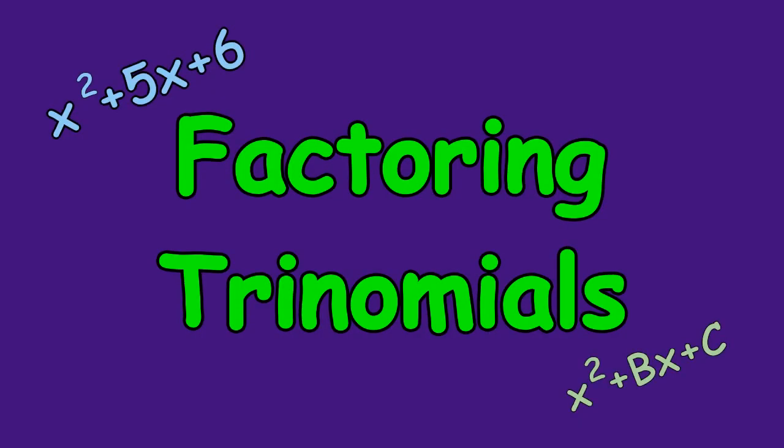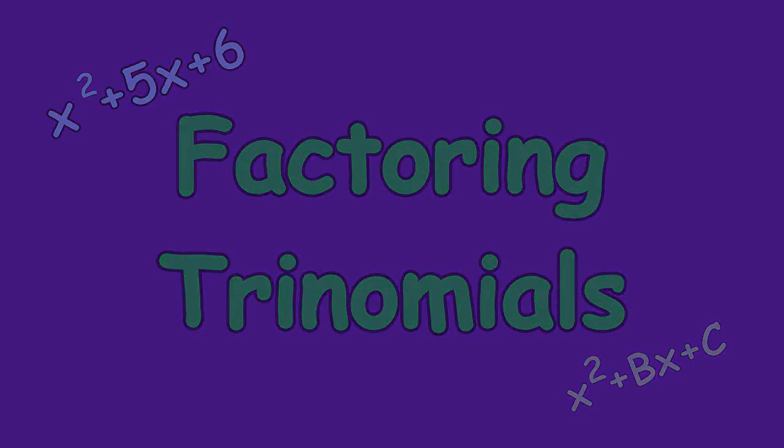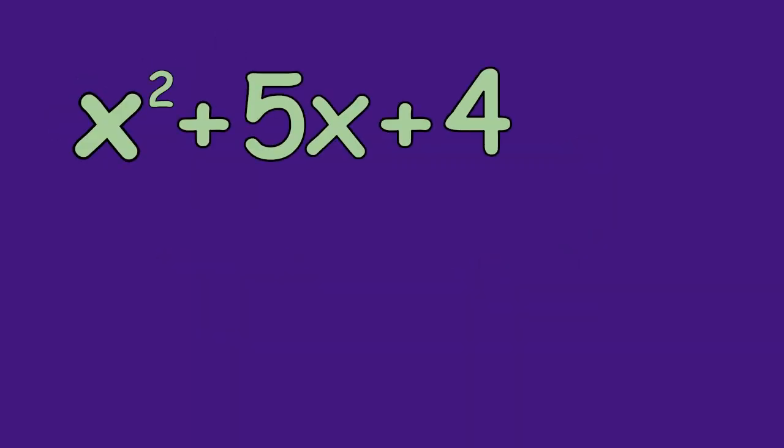Factoring a quadratic doesn't have to be difficult. If you can add and multiply, you can do it. Let's take a look at x squared plus 5x plus 4. None of the terms has a common factor, so we're going to look at the coefficients for the first and last terms. The first term, x squared, looks like it doesn't have a coefficient, but it does.